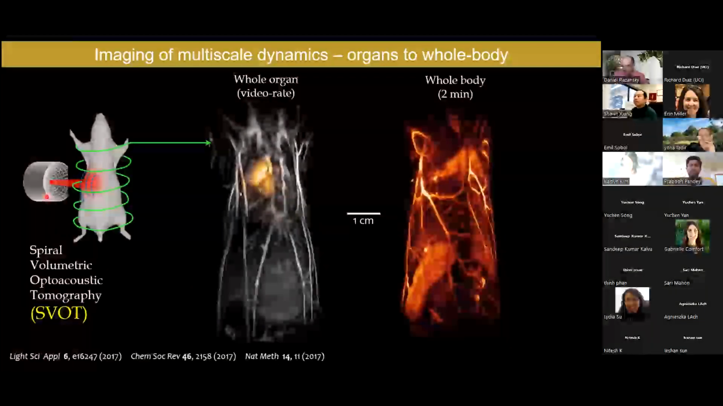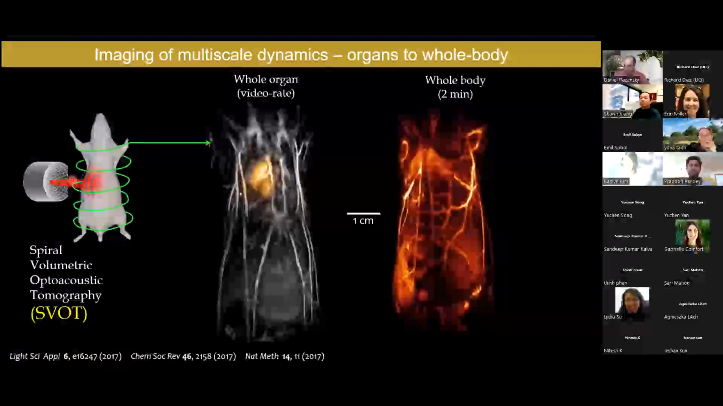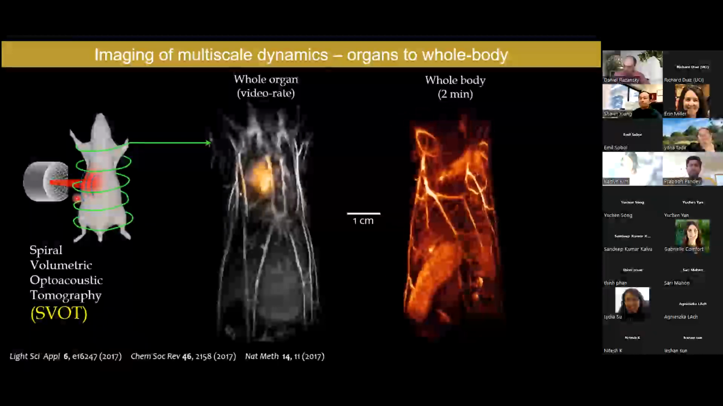I previously mentioned that the spherical array probe is quite limited in terms of field of view. The field of view that it can image in real time is about 1 cubic centimeter. This is just sufficient to image a single organ in real time, for example, the beating heart of a mouse. But nevertheless, you can also quickly scan the probe around the mouse and acquire this kind of beautiful whole body images in a couple of minutes. And we call this technology spiral volumetric optoacoustic tomography, or SVOT in short.